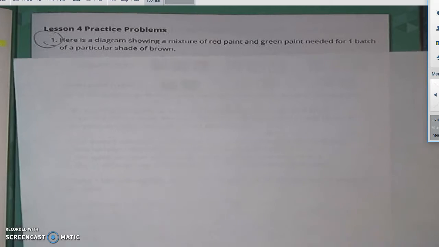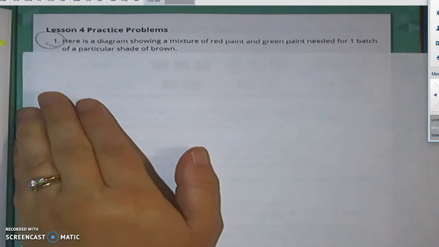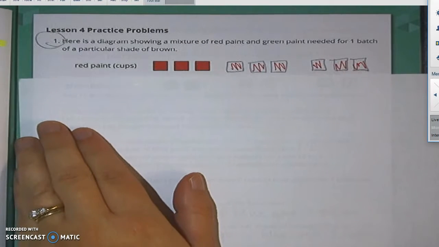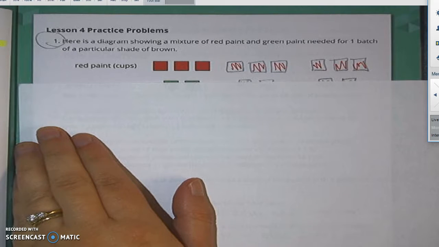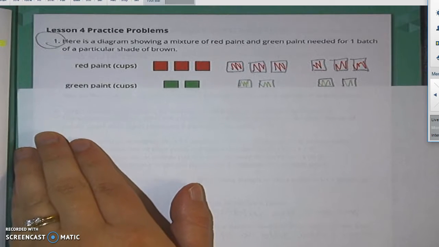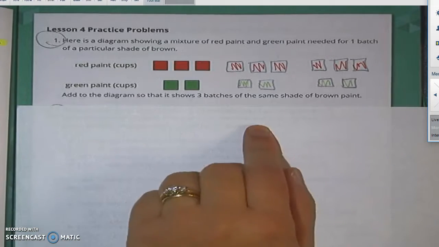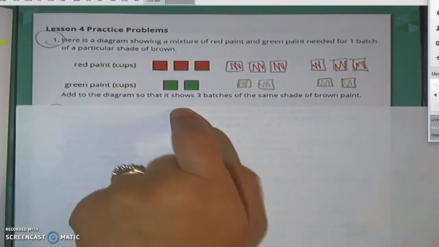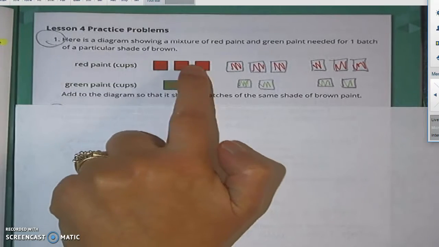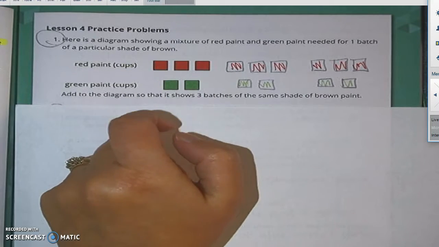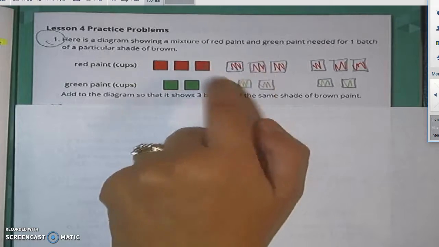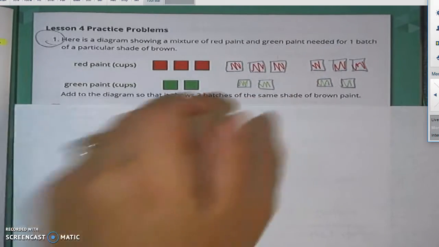So the first one is on page 27, the Lesson 4 practice problems. Here is a diagram showing a mixture of red paint and green paint needed for one batch of a particular shade of brown. Add to the diagram so that it shows 3 batches of the same shade of brown paint. So it takes 3 reds and 2 greens for each batch, so I just need to draw 2 more copies of that.